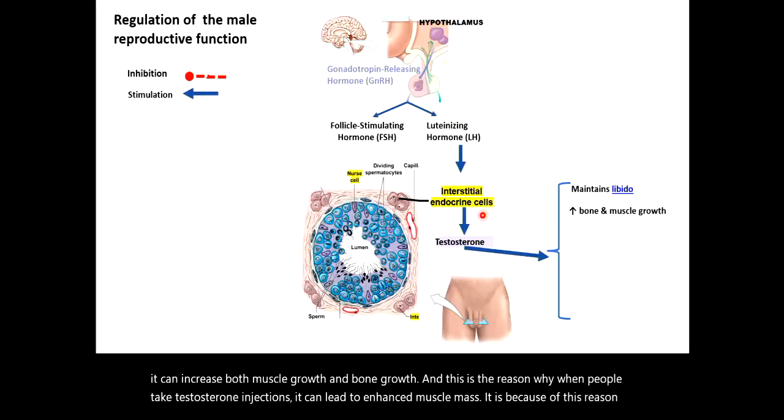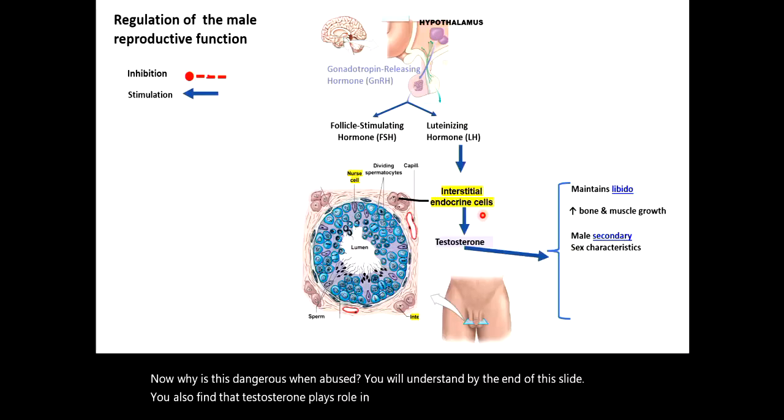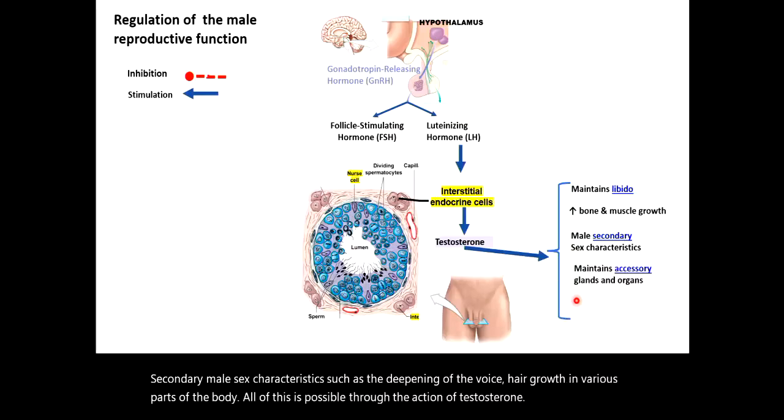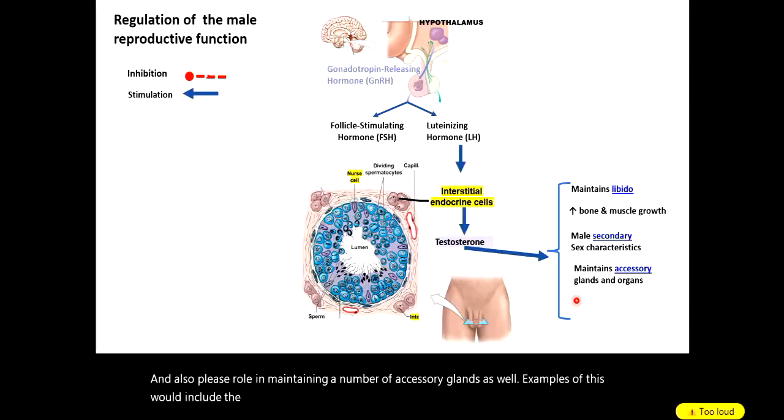Now, why is this dangerous when abused? You'll understand by the end of this slide. You also find that testosterone plays a role in regulating a number of secondary male sex characteristics, such as the deepening of the voice, hair growth in various parts of the body. All of this is possible through the action of testosterone. It also plays a role in maintaining a number of accessory glands as well. Examples of this would include the seminal glands, the prostate gland, and the bulbourethral gland, all of which are very important for the reproductive function.